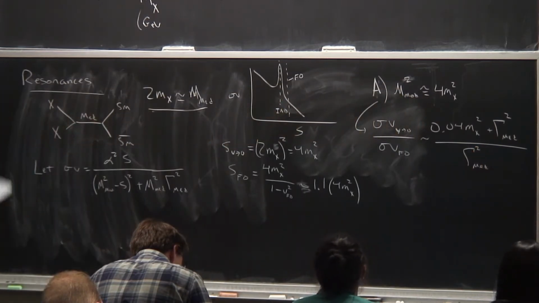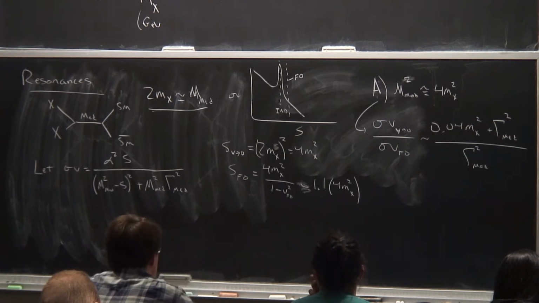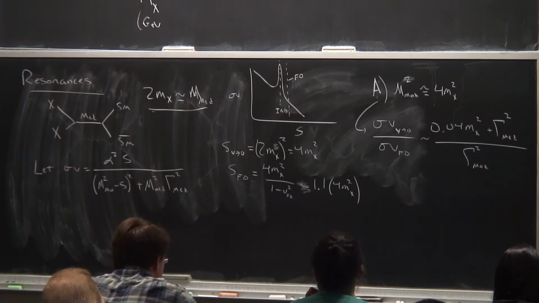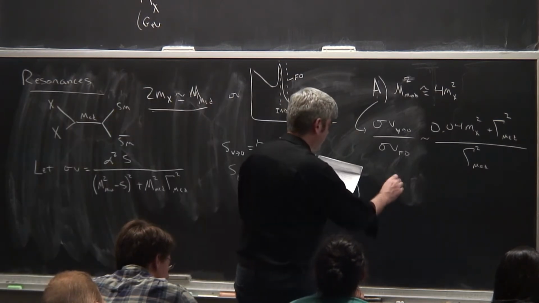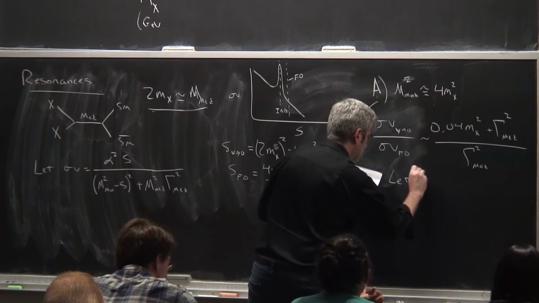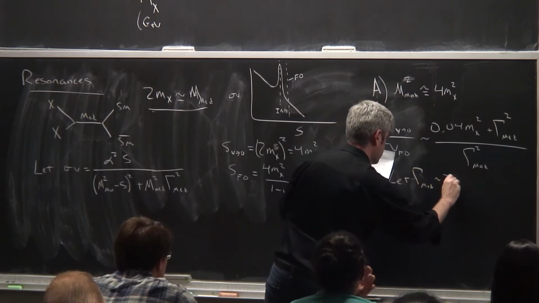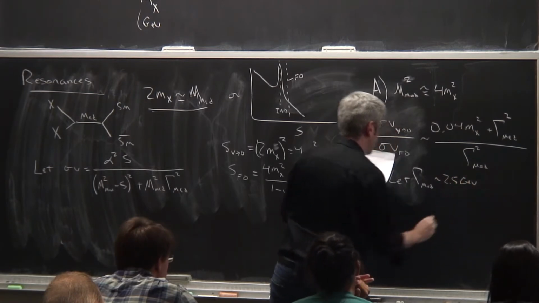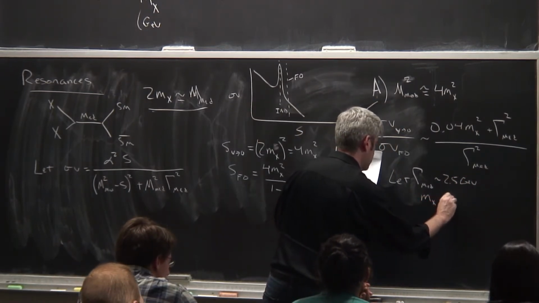Okay, so if the width is very large, this just works out to 1. That just means the resonance is smeared out and you don't get any effect. As the width is smaller, however, this enhancement gets very large. So let's put in some examples. These are based on something like the Z, but you could put any numbers you like.